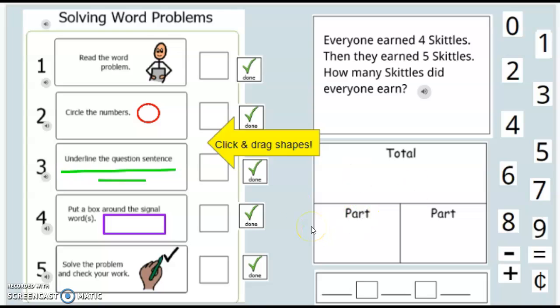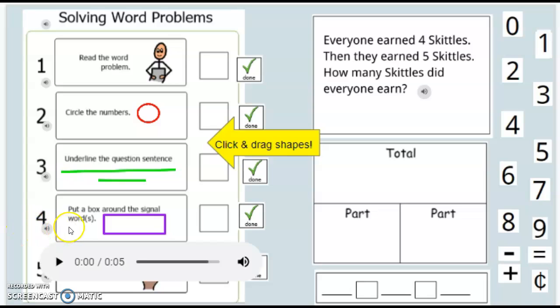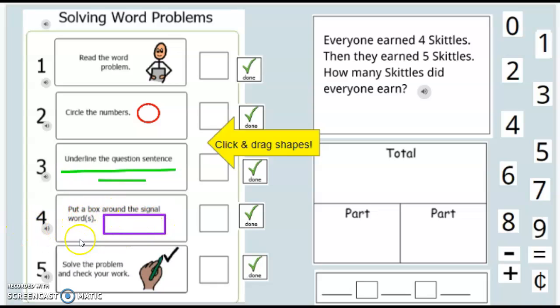Let's talk about what steps we take when solving word problems. Number 1, read the word problem. Number 2, circle the numbers. Number 3, underline the question sentence. Number 4, put a box around the signal words. Number 5, solve the problem and check your work.